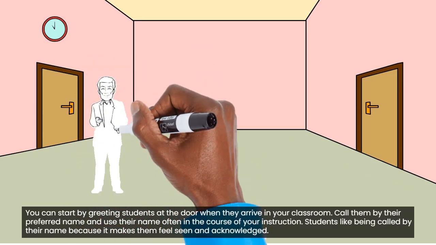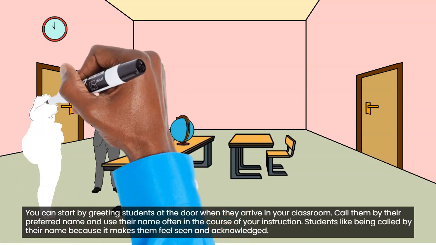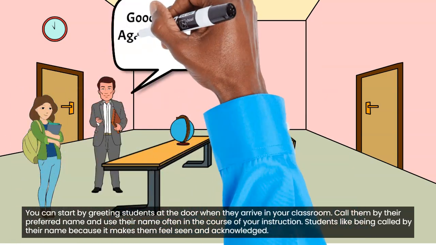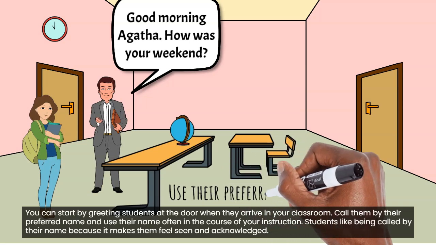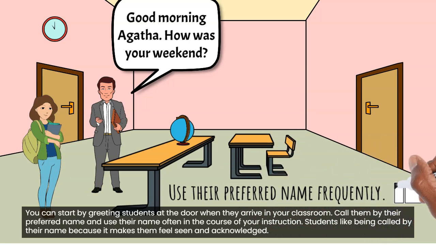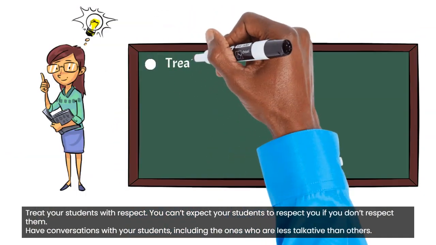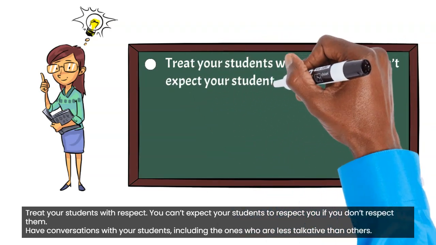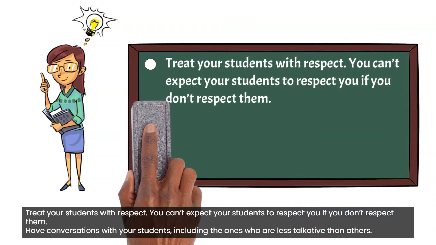You can start by greeting students at the door when they arrive in your classroom. Call them by their preferred name and use their name often in the course of your instruction. Students like being called by their name because it makes them feel seen and acknowledged. Treat your students with respect. You can't expect your students to respect you if you don't respect them.